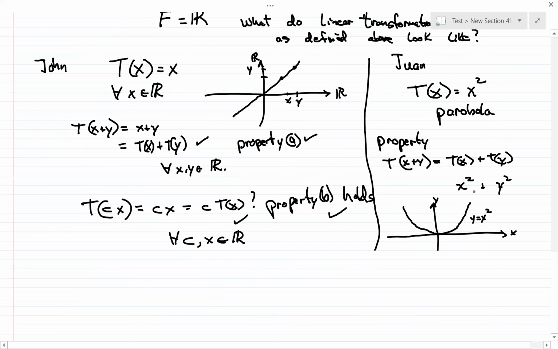Okay, so on the right side, according to Juan's suggestion, you have T of X equals X squared. T of Y would be the same. And what would this be? Well, according to Juan's function, you take whatever you're given and you square it.